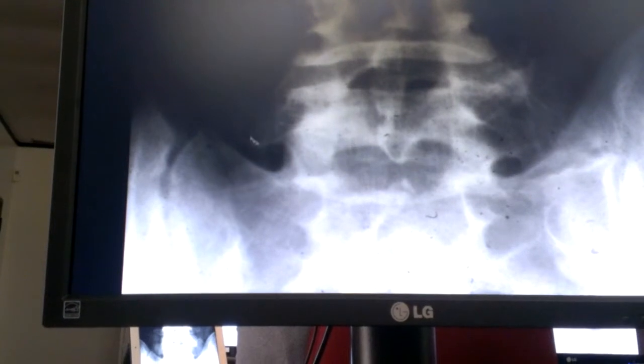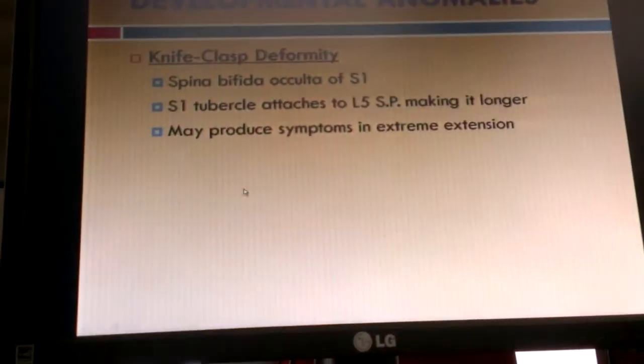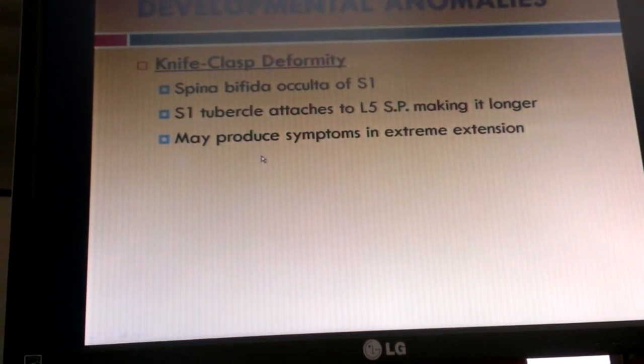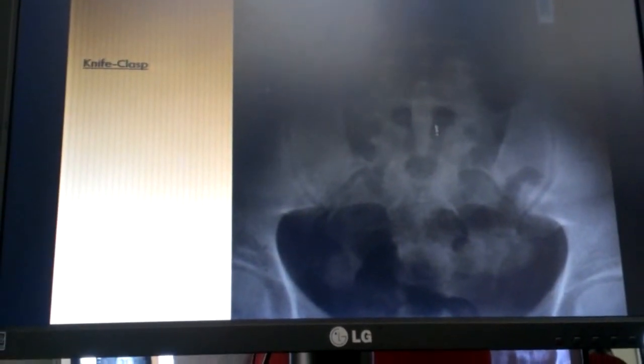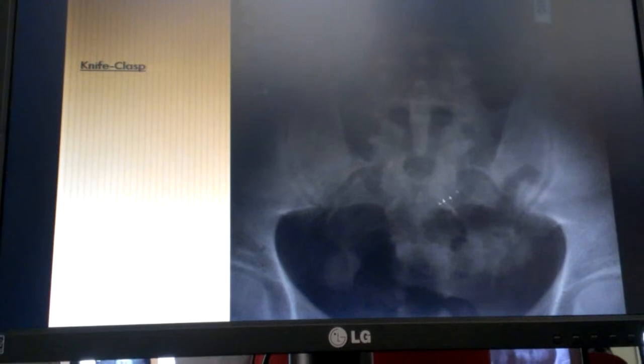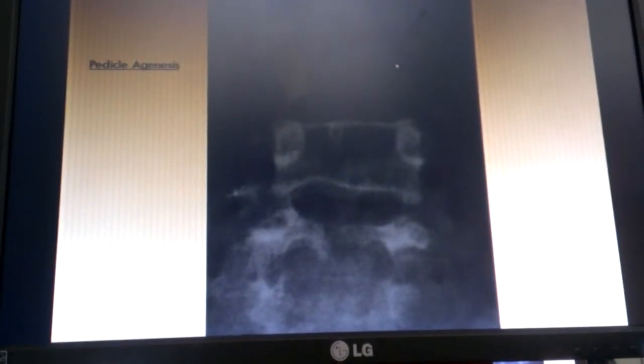this one probably is a wannabe like this one. Never happened, never will happen. The knife clasp or the clasp knife deformity, right? Again, we're not going to call it a syndrome unless the patient does extend, and this is so long that it jabs into the area where the caudate point is. Agenesis, hypogenesis, I guess that's always possible.